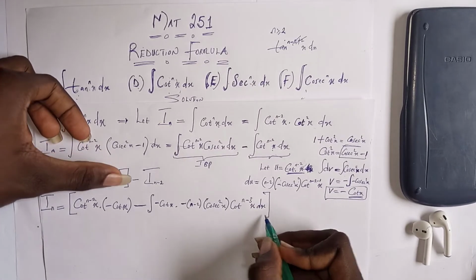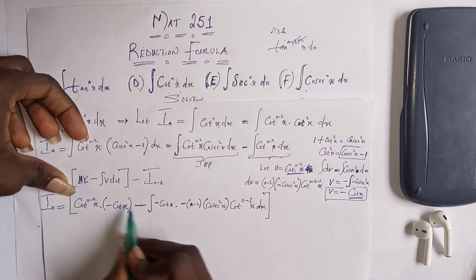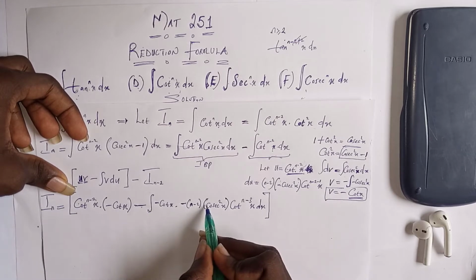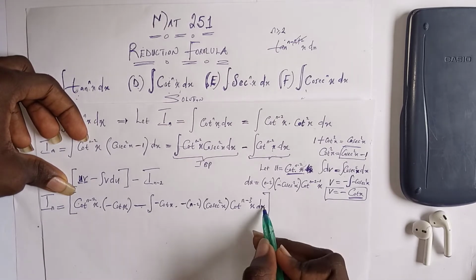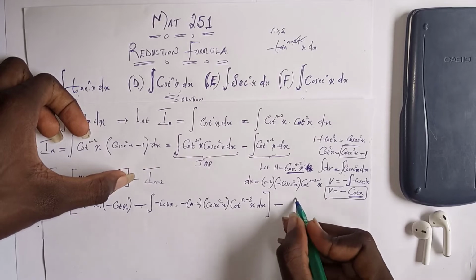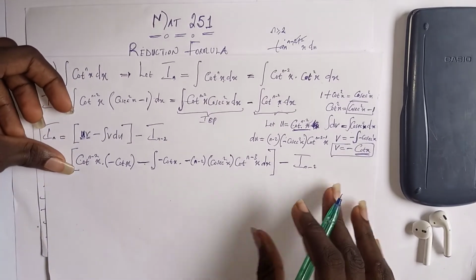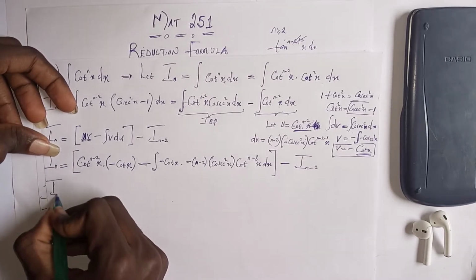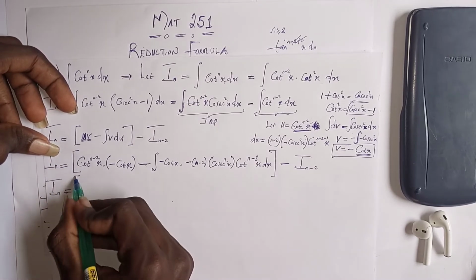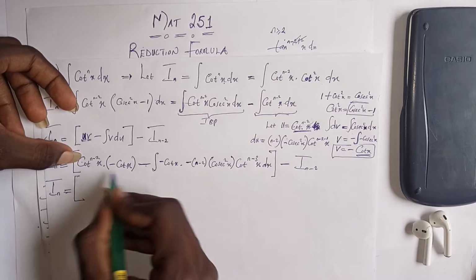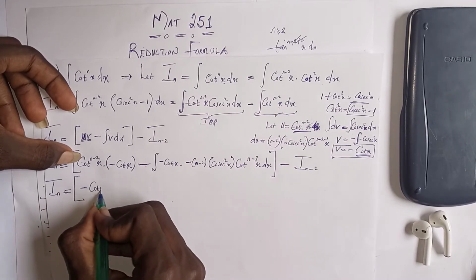Don't let us forget this. The whole of this is uv minus the integral of v du. So remember that we have minus of I_{n-2}. Let's put that once and for all. Next thing to do now is that we have I_n equals, in this case minus times, I have minus cot x.